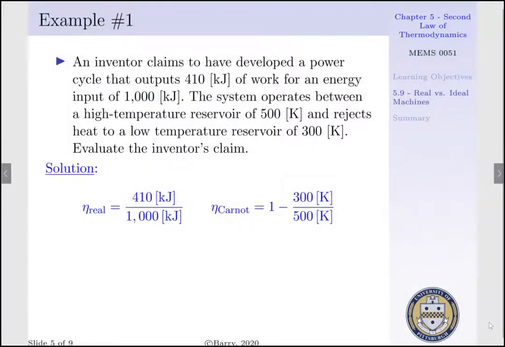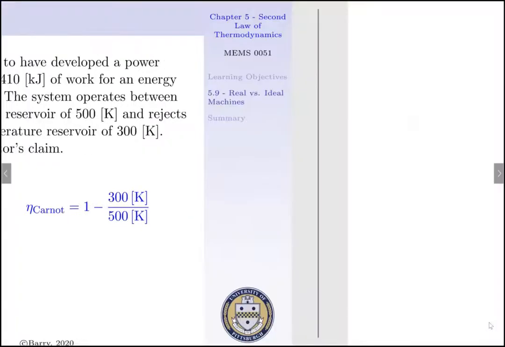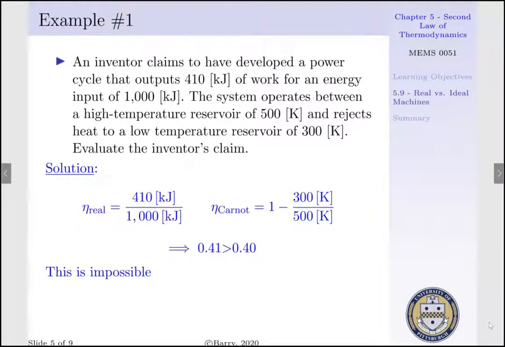The Carnot efficiency of a heat engine is 1 minus TL per TH, or 1 minus 300 Kelvin per 500 Kelvin. If we evaluate these two statements, we see that the real efficiency is 41%, and this is greater than the Carnot efficiency of 40%. This is an impossible power cycle. It cannot happen.